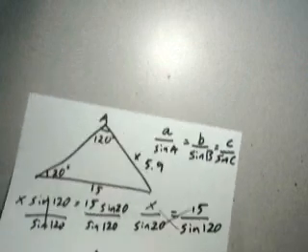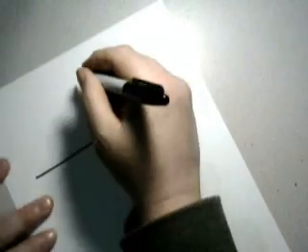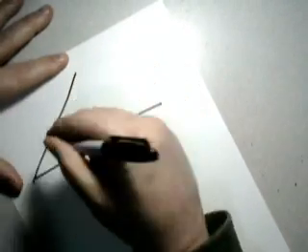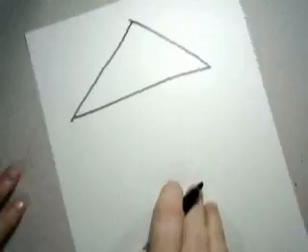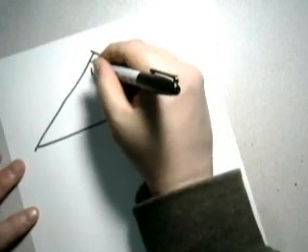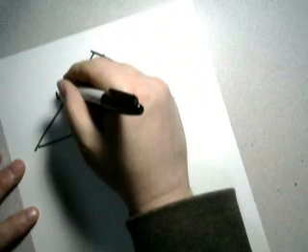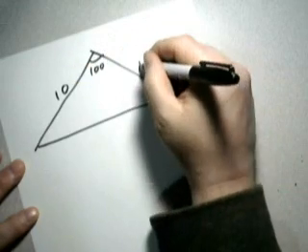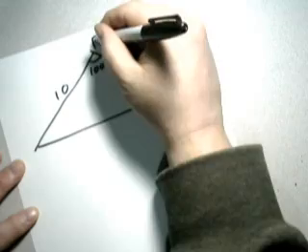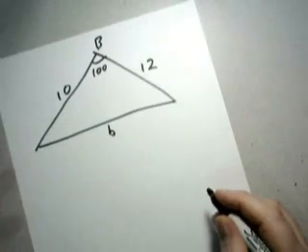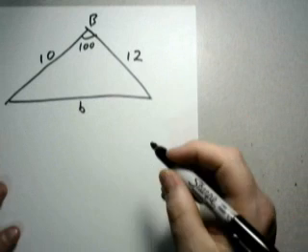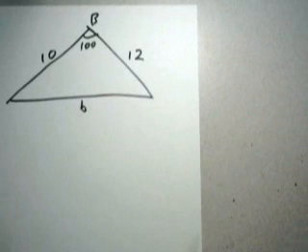All right, so now let's go to number 12. This one we have to use the law of cosines on. Okay, so we're given this angle as 100. We're given this side as 10. This side is 12. That's B, so this is little b. And what we need to do is find this side right here.